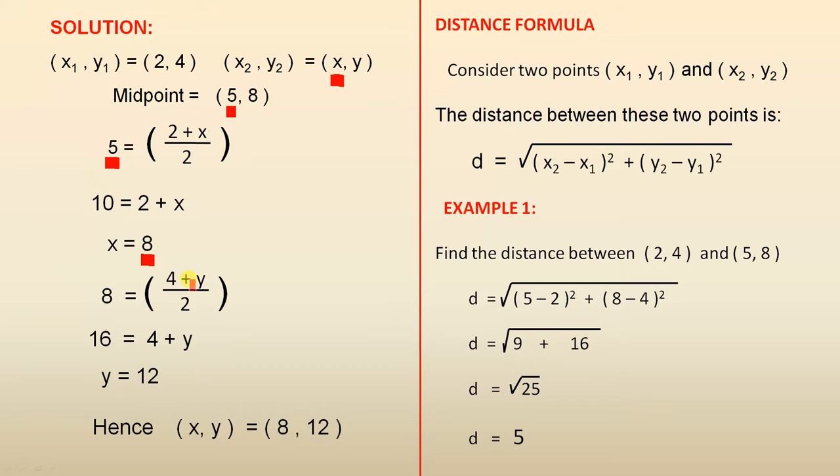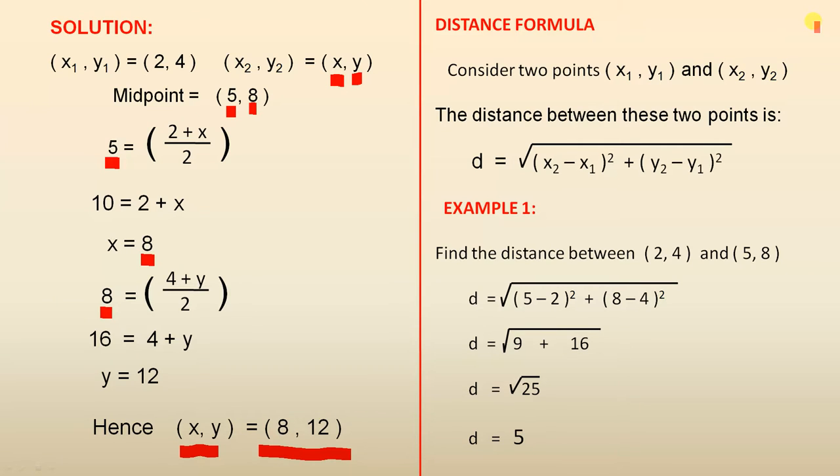Let's find the y coordinate of the endpoint. Now, the y coordinate of the midpoint is 8. See there? So 8 equals (4 plus y) on 2. Multiply both sides by 2. 16 equals 4 plus y, so y equals 12. So the y coordinate of the endpoint is 12. Hence, the endpoint itself is the point 8, 12.